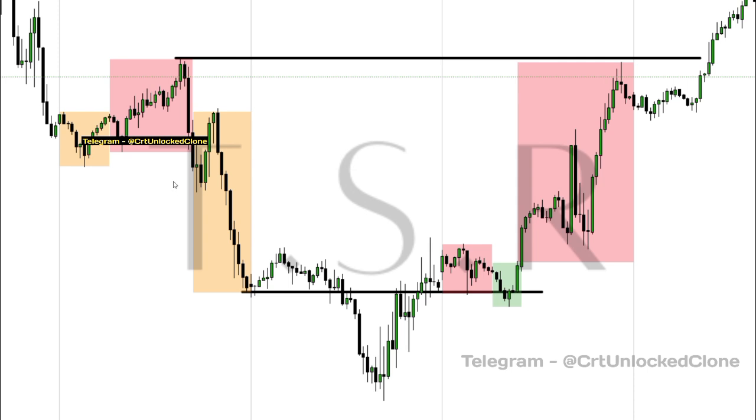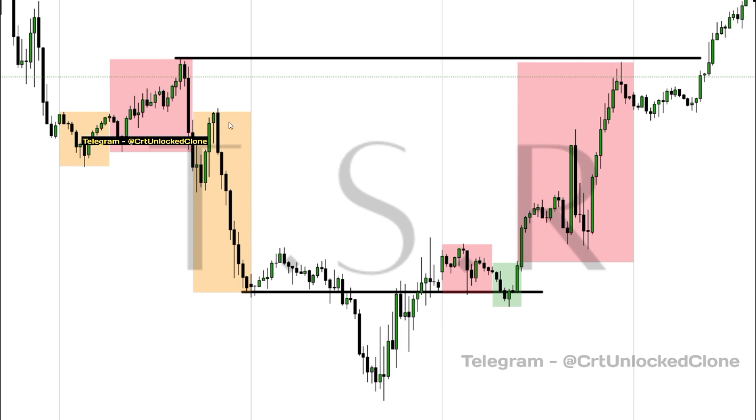Now, what do you notice here? You notice the turtle soup, range high turtle souped. So if we use this range high and low, you can see turtle soup. After we turtle soup, we broke a low. Breaking through lows and rejecting highs.